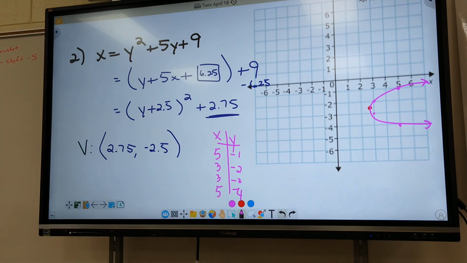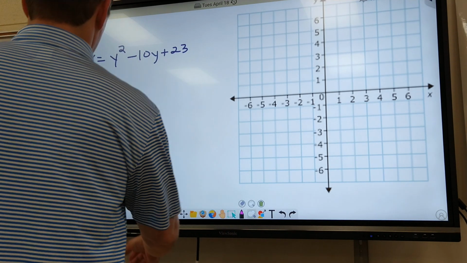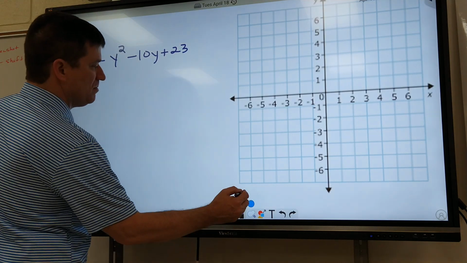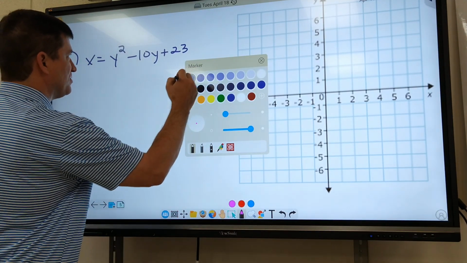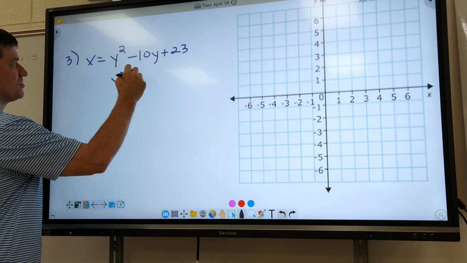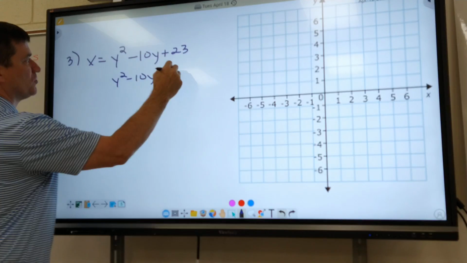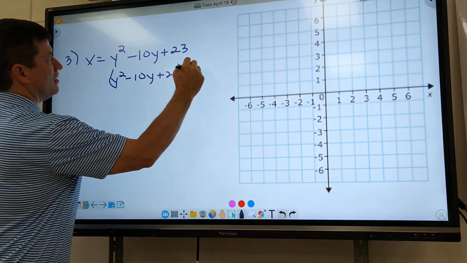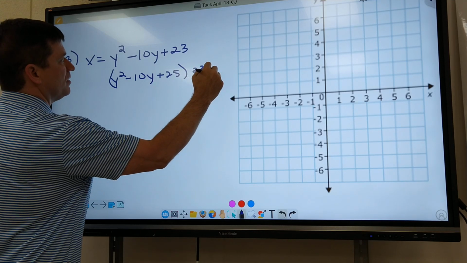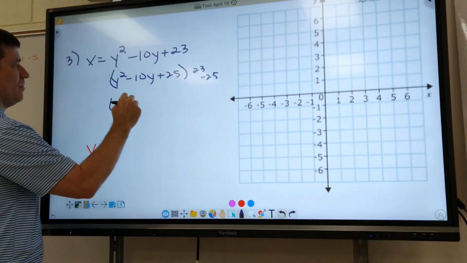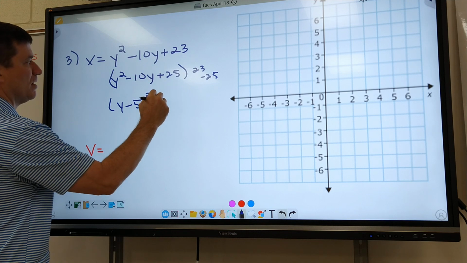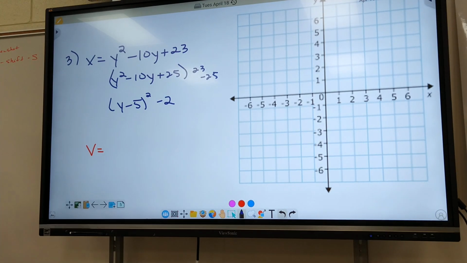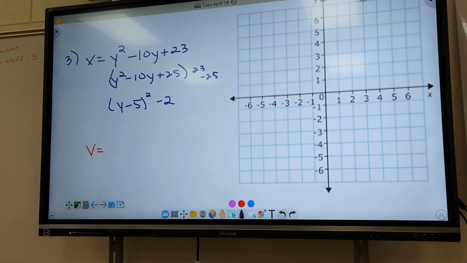All right, so when you do 3, let's see if we got the same thing on number 3. And I'm not messing up in that same spot on this. y squared minus 10y plus 25, minus 25. y minus 5 squared minus 2. All right, check my answer, Braden. Does that look right? All right, Braden, what's our vertex going to be?